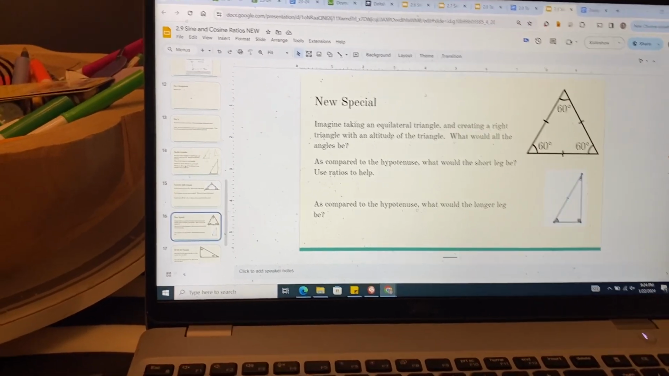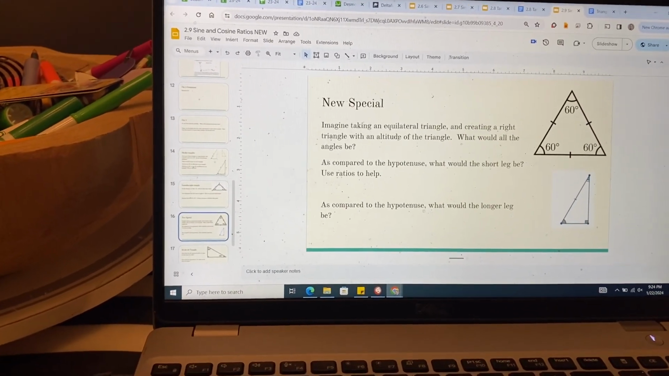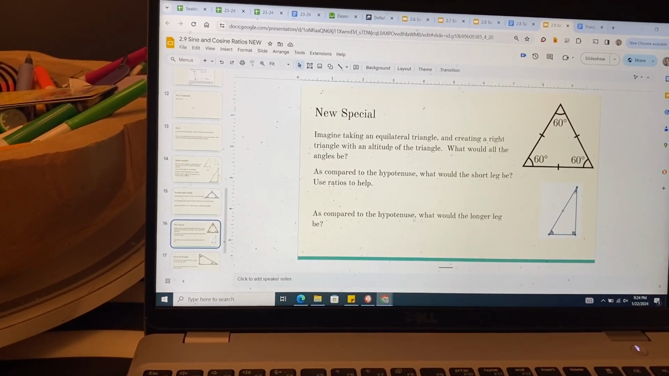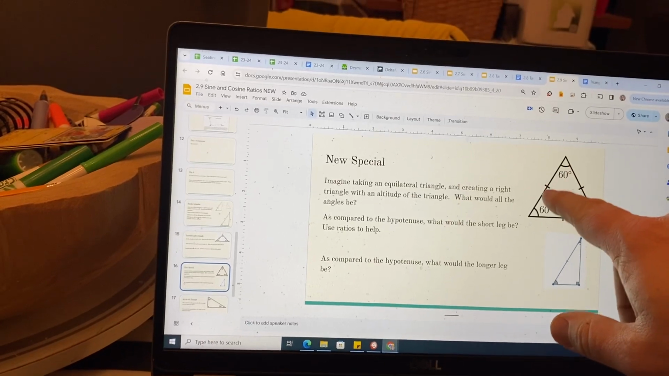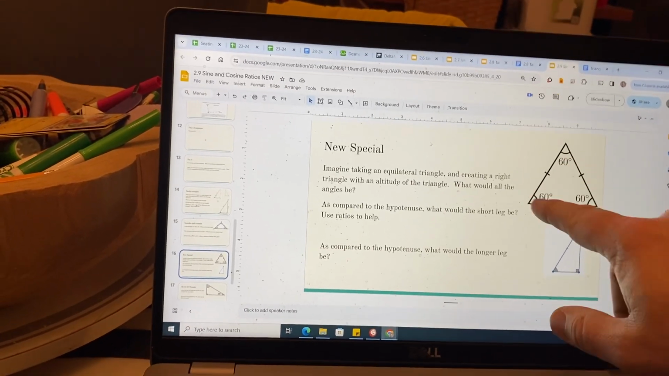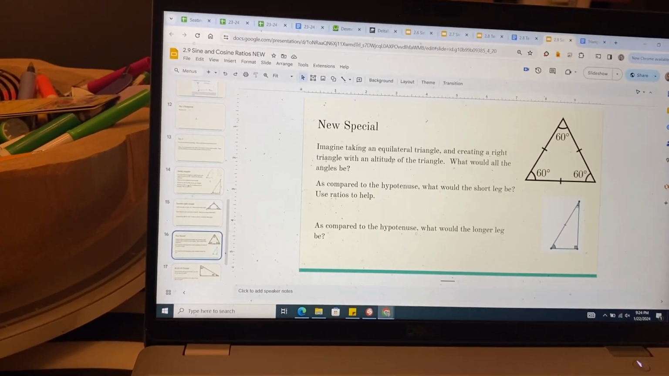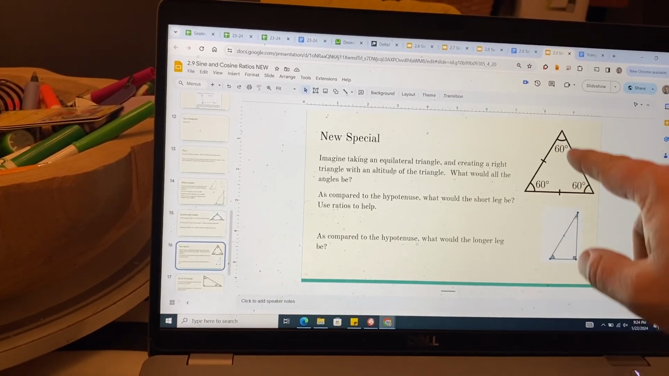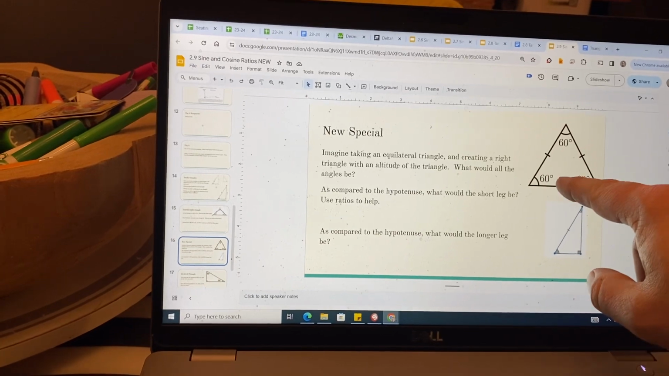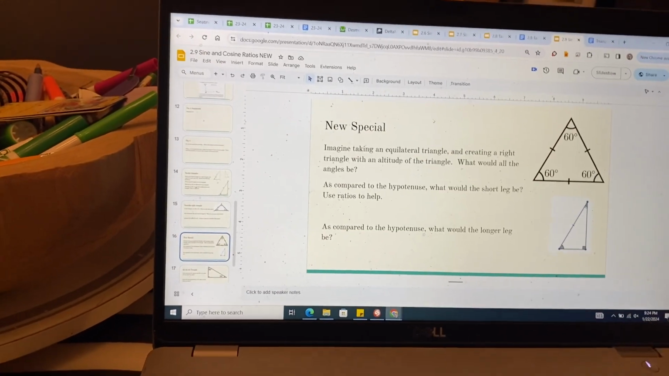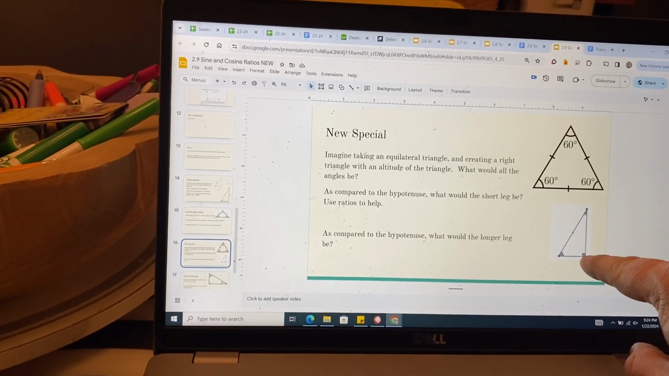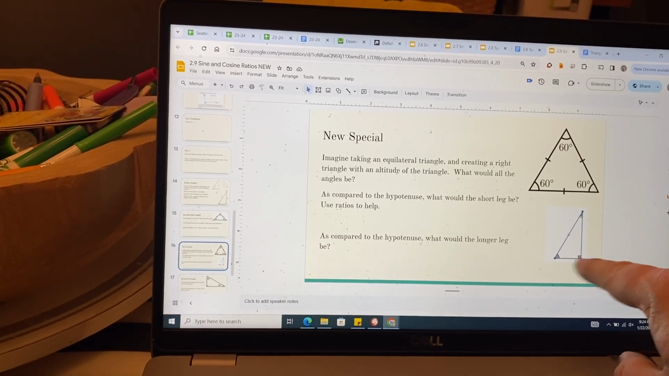Okay. The next one, we have an equilateral triangle. Cool part about the equilateral triangle, it's an equiangular triangle. All three angles are 60 degrees. When we compare to the hypotenuse, if we chop this, we end up with a 30, 60, 90 right triangle looking like this. Well, because this is 30, it actually cut this side in half.